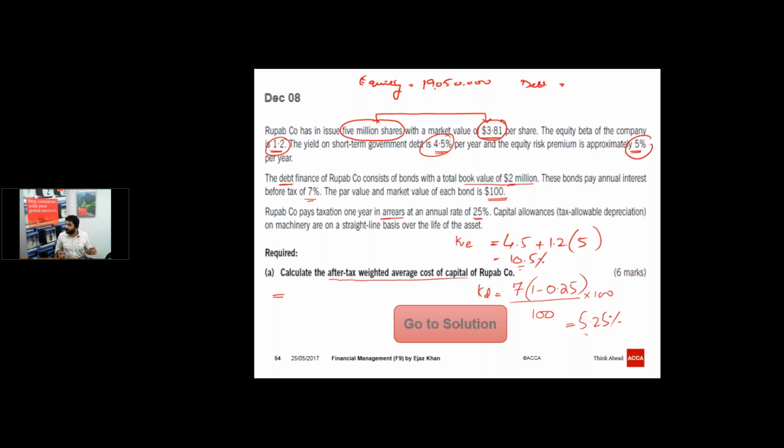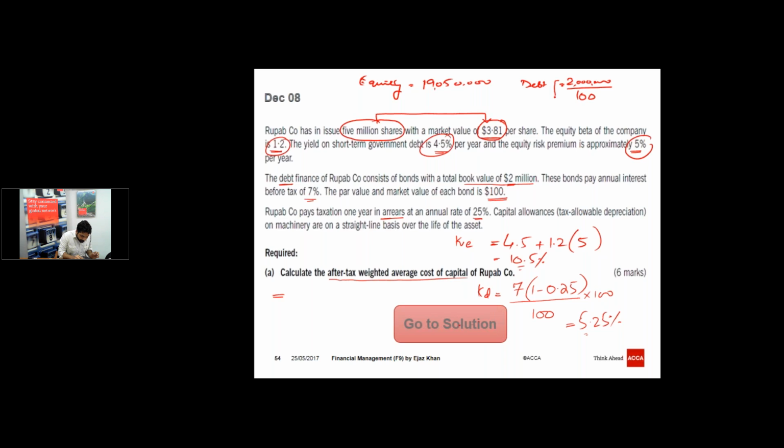We have to use market value. So like with like, yes, Taha, right. So we have to use the market value of debt, but in the question we have been given the book value. So we have to convert the book value into market value. How do we do it? Look at this. We have 2 million book value. What we have to do is divide it by the par value. Why are we dividing it by the par value?